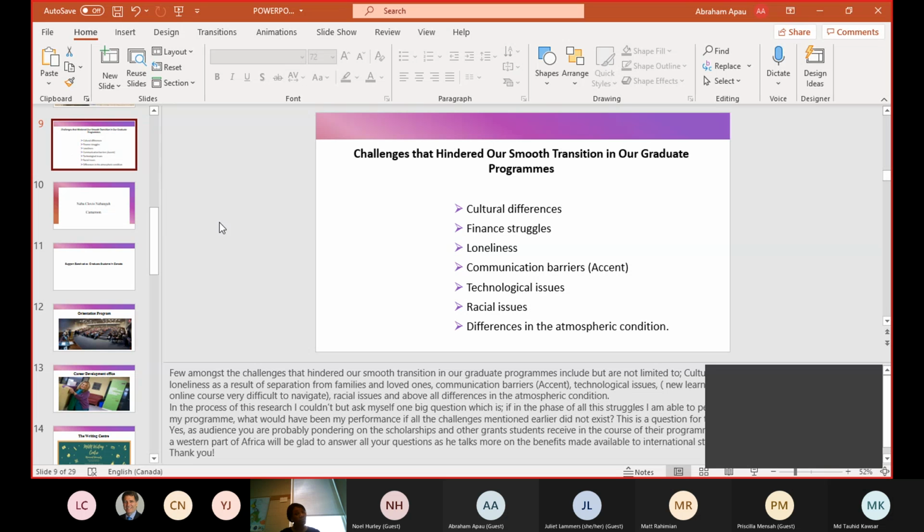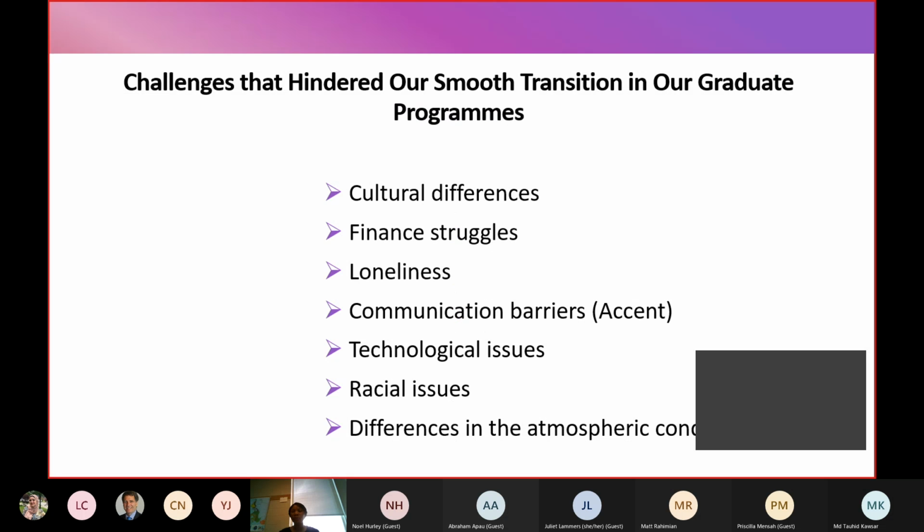In the process of this research, I could not but ask myself one big question, which is, if in the face of all the struggles, I am able to perform far above average at the end of my program, what would have been my fate if all the challenges mentioned earlier did not exist? This is a big question for thought.